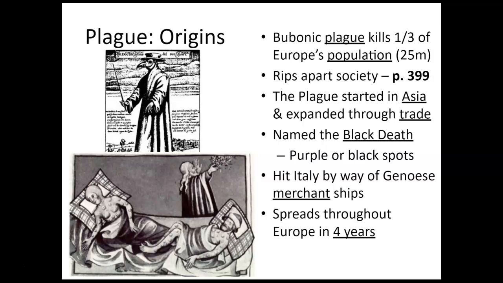The plague itself, we think of it as typically just hitting Europe. It killed millions, if not more, in Asia before it even got to Europe. So it's a significant pandemic that goes across the world. And it's named the Black Death because of the purple or black spots that show up around the wounds and such.